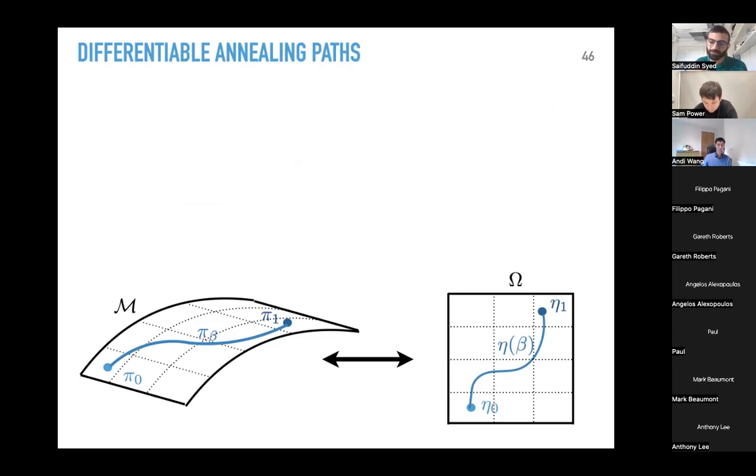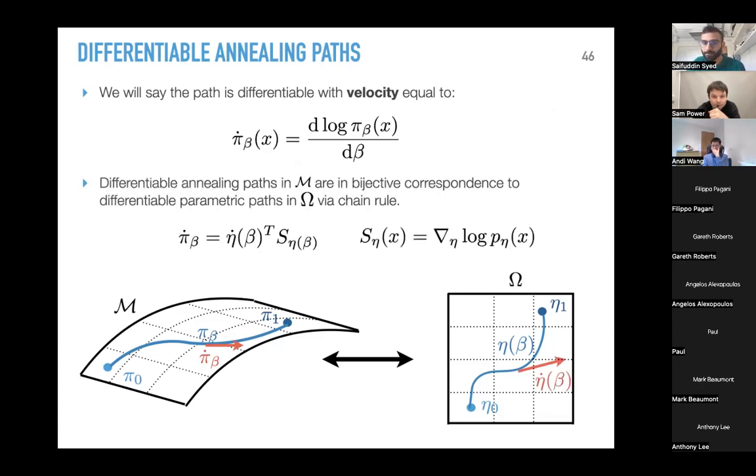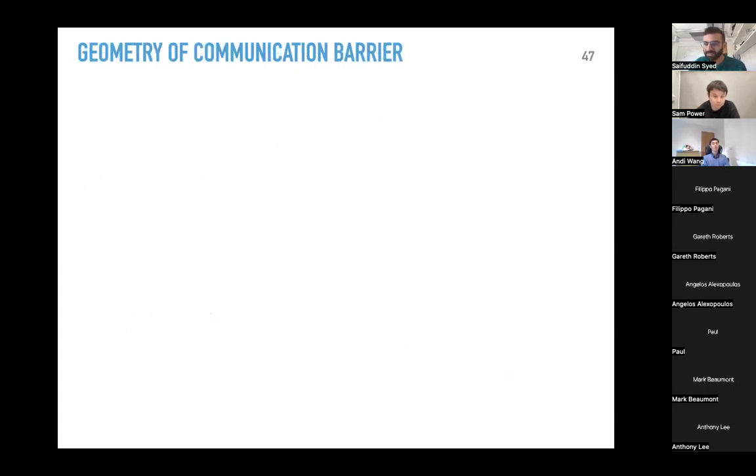Once you have this notion of an annealing path in parameter space, the natural question is to ask, what is a differentiable annealing path in this case? You can define the velocity of an annealing path as the derivative of the log likelihood, i.e. the score function of the annealing path. And by essentially doing the chain rule, you can show that, supposing the score function of your parametric family is sufficiently smooth, there's a bijective correspondence between differentiable annealing paths and differentiable curves in this eta space. What this means is that if I can design a curve in this eta space, I can map it back onto a corresponding annealing path that has nice properties for PT.